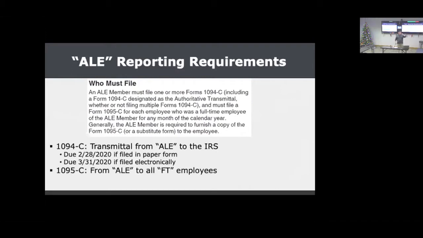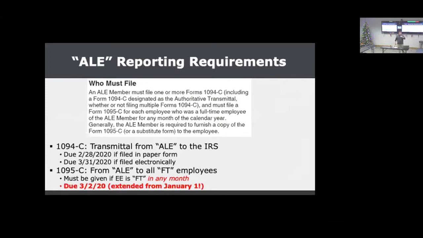The 1095-C form, the form that goes to the individual employee, right, the stack of those is submitted with the 1094-C. So you're not actually giving the 1095-C to the government until you also give them the 1094-C form. The 1095-C must be given if the employee is full-time in any month. That's not due January 31st. That's due March 2nd, 2020.